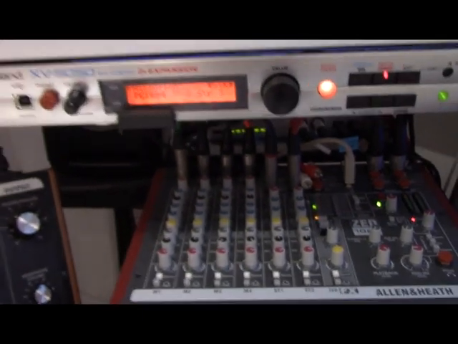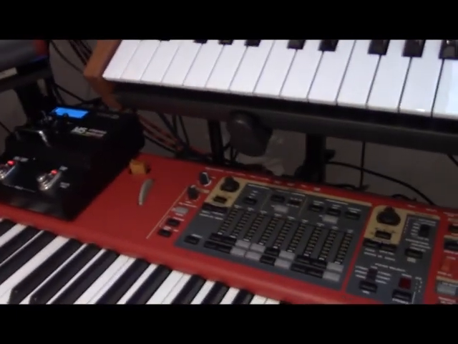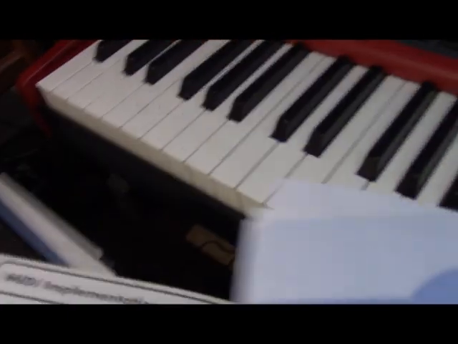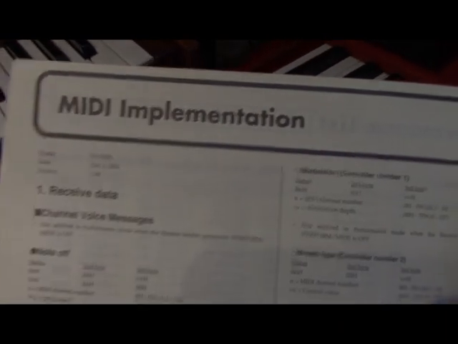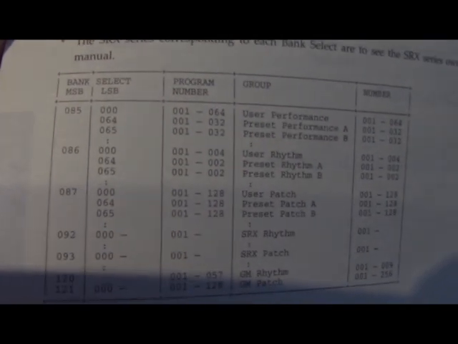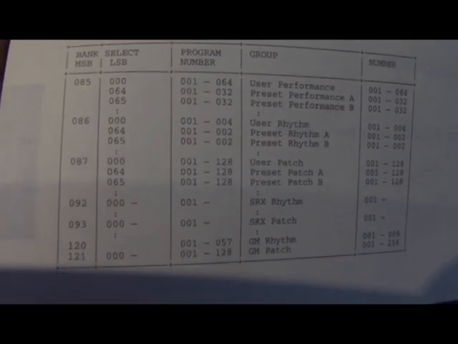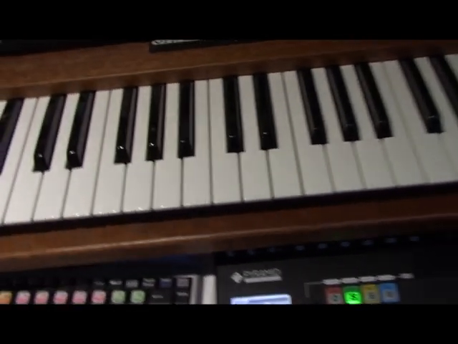So if you check the manual for the XV5050, or whatever gear you've got, you usually find a page like this, MIDI implementation, and right down here you'll find information like bank MSB and LSB, and it tells you the numbers that you need to send. So you're going to need to look in the back of your reference manual to find these sometimes. I guess that's where I'm going with this.